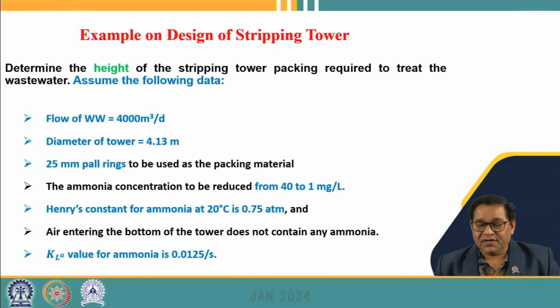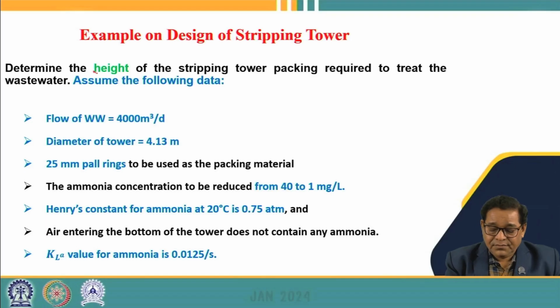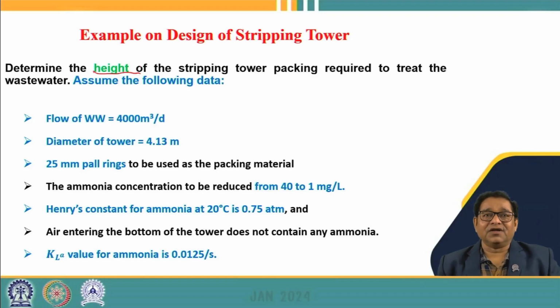So now let us have an example on the determination of the height of the stripping column. The G by L ratio we have already seen in the previous examples. So now let us learn how to find the height of the stripping tower which is required to treat the wastewater.